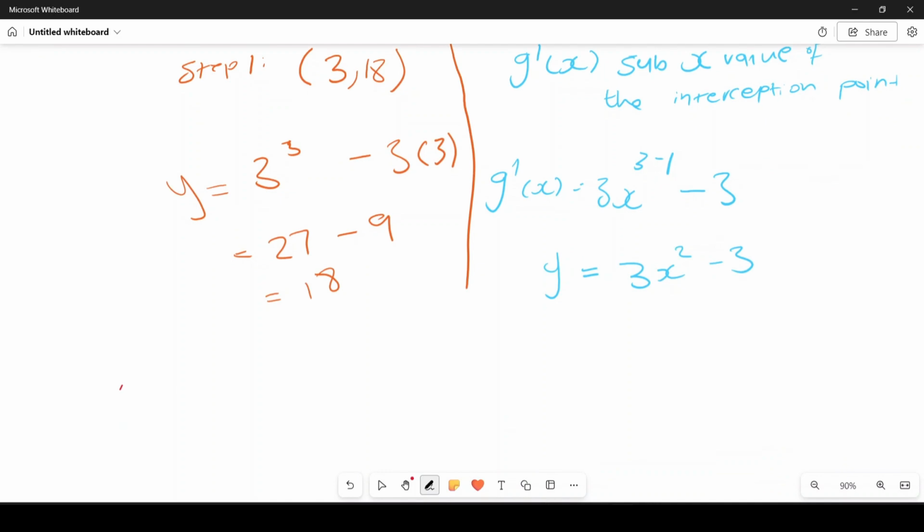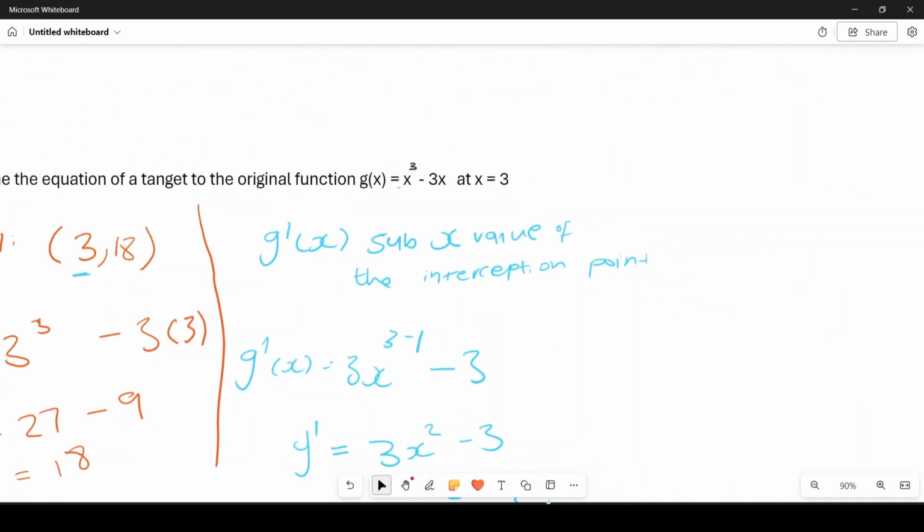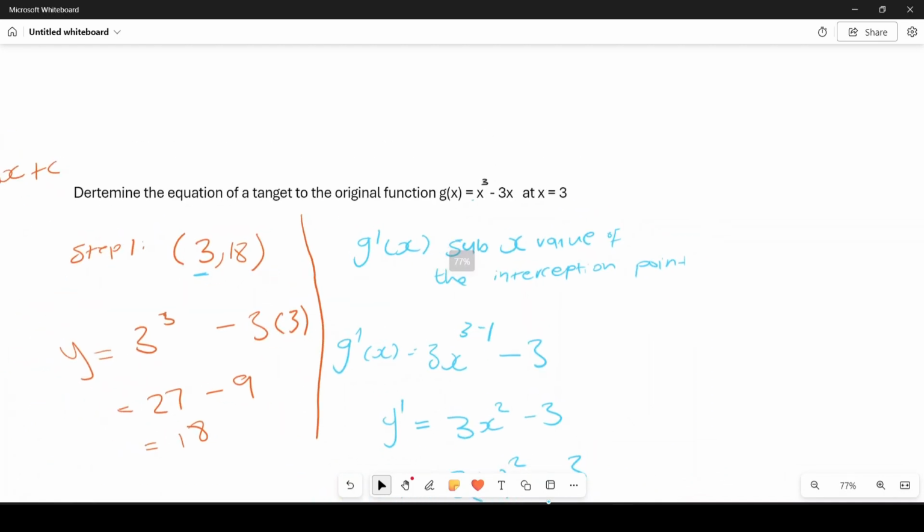Now, this is the first derivative. And remember, I said on this first derivative, I need to substitute the x value of my point of interception, which is 3. So basically, substituting that, I'm going to find my value of m, which is my gradient. So 3 multiplied by 3 squared minus 3. This would give me my value of m, which is my gradient. Now, punching this into your calculator, your gradient would be equal to 24. So now, you solve for your m. Remember, your equation is y equals mx plus c. You find your value of m, which is 24.